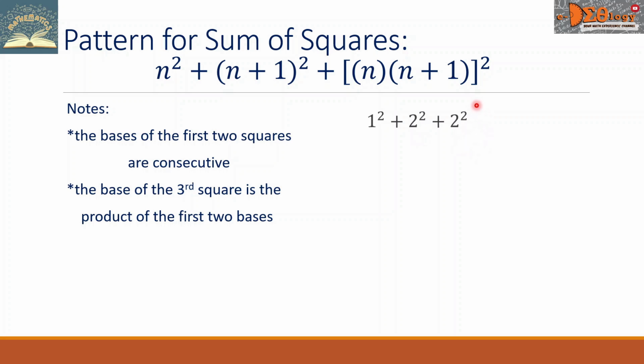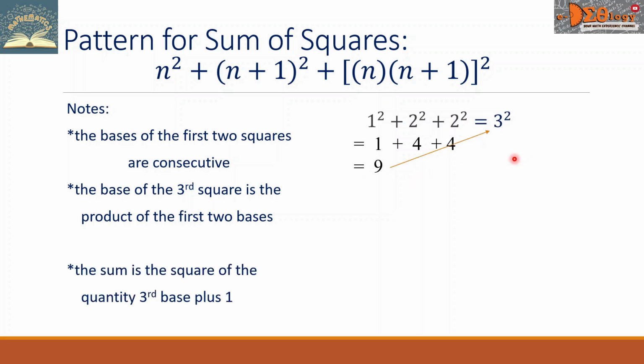And the third base of this square is the product of 1 times 2, which is 2. 1 square is 1 plus 2 square is 4 plus another 2 square, which is 4. Finally, the sum is 9. Note that this 9 is 3 square. Then we can conclude. The sum is the square of the quantity third base plus 1. Our third base is 2 plus 1 becomes 3. Then we will square. Let us follow this pattern with other examples.